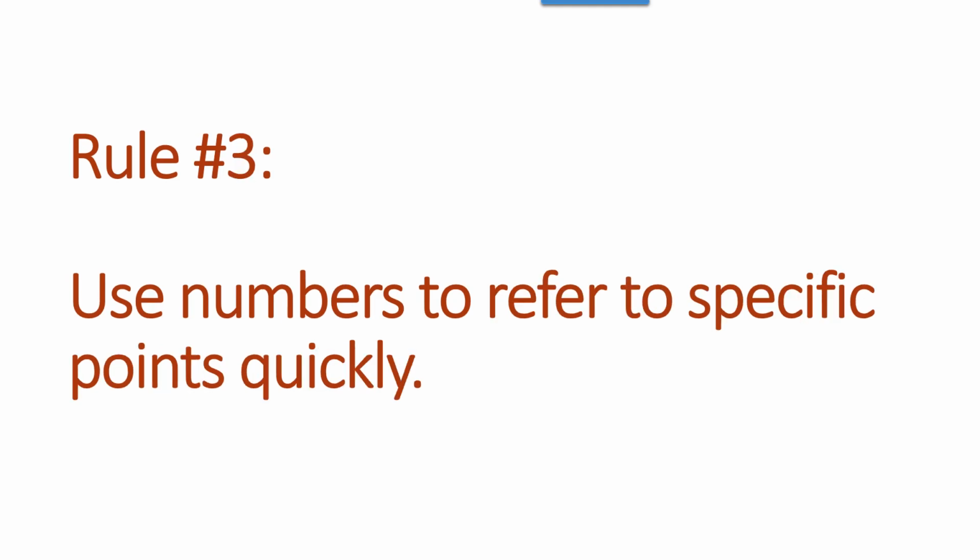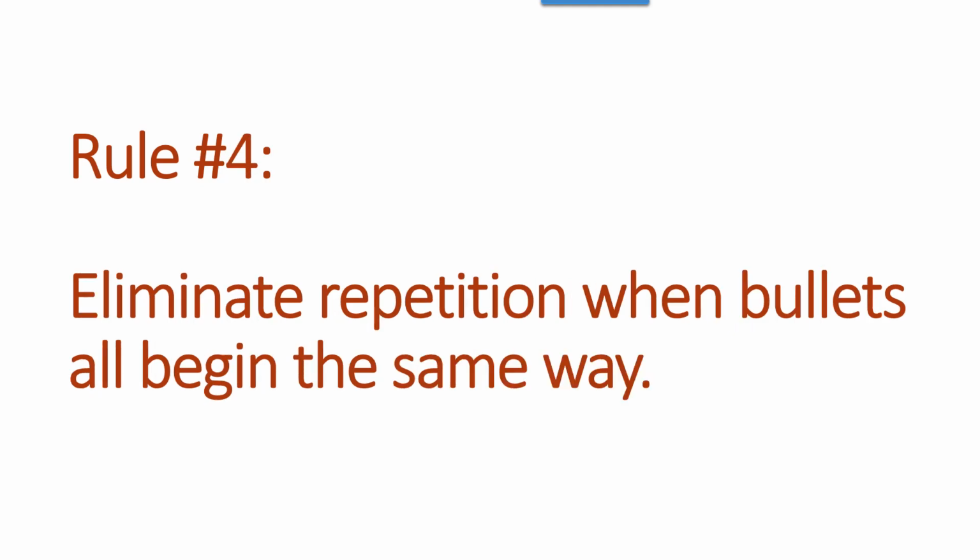There's a rule. Rule number 3, use numbers to refer to specific points quickly. So if you can't follow the 6x6 rule and you have this long list, then start delving into numbers so that you can talk about these in a meeting. Numbers 8 through 10 are the numbers that we are going to blah, blah, blah. Okay. And number 4, eliminate repetition when bullets all begin the same way.